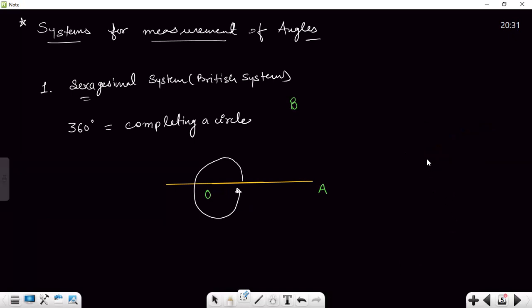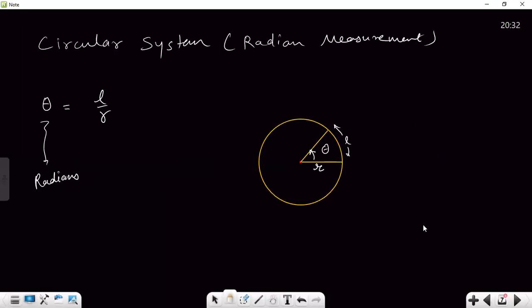It is as simple as that. That 1 degree is equal to 60 minutes. 1 minute is equal to 60 seconds. Simple.